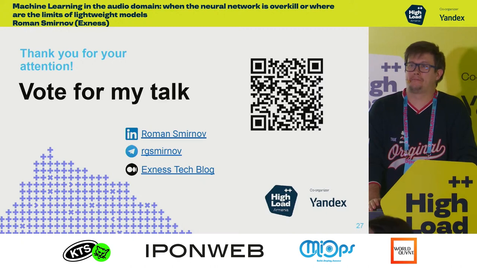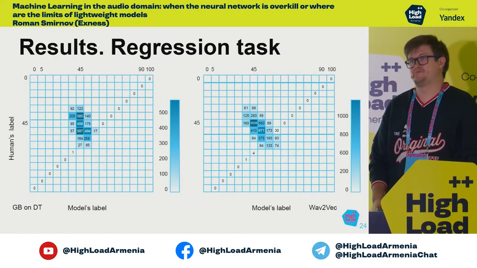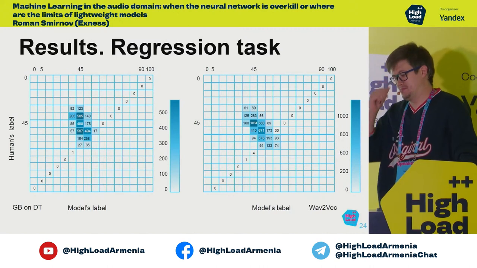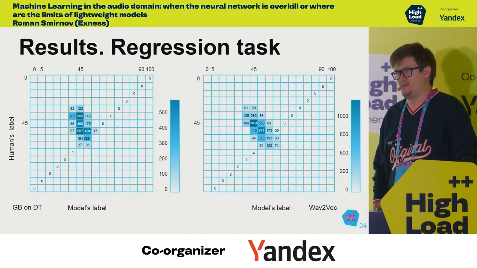One question and one suggestion. The question is about the last slide about regression. I didn't understand completely. How did you get human labels for the regression? What are human labels here?